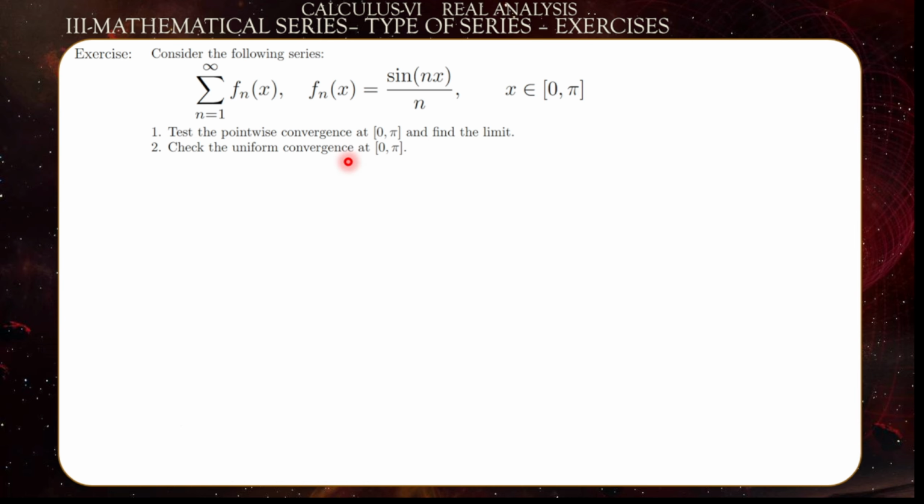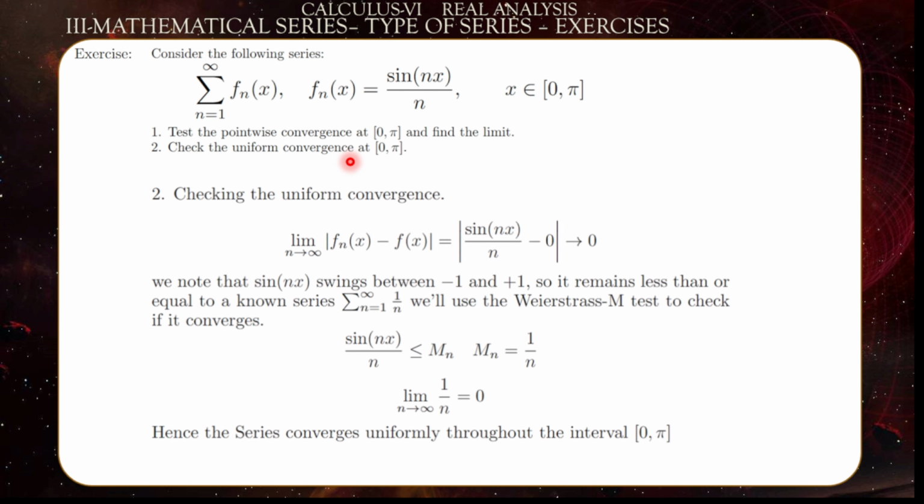Let's check the uniform convergence on [0, pi]. Now, for this function to be uniformly convergent on this interval, we should have the limit of the sup, sup meaning supremum, the maximum value of the difference between f_n(x), the function here, the sequence, minus f(x), which is the limit that we've seen in the pointwise calculations. That difference should approach 0 as n approaches infinity.